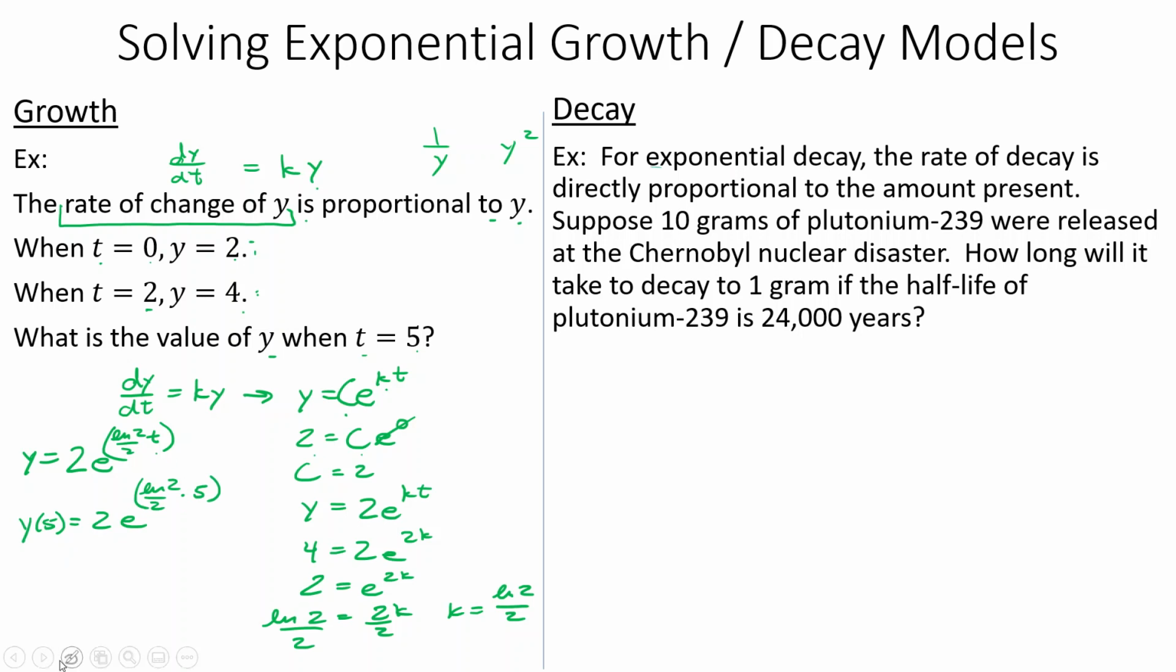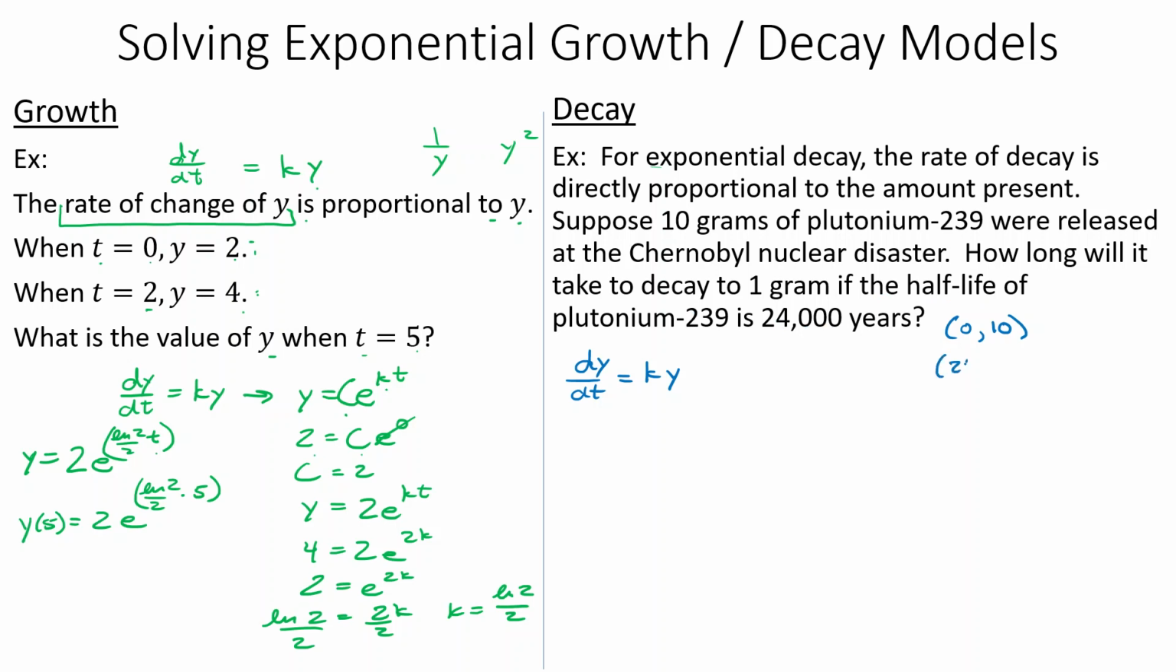All right, let's try the other one over here. So now we've got a word problem. I know some of you don't really like word problems, but they're not that bad usually. So for exponential decay, the rate of decay is directly proportional to the amount present. So dy/dt is directly proportional to the amount present. Suppose 10 grams of plutonium-239 were released at the Chernobyl nuclear disaster. So at time 0, at the beginning, we had 10 grams. How long will it take to decay to 1 gram if the half-life of plutonium-239 is 24,000 years?